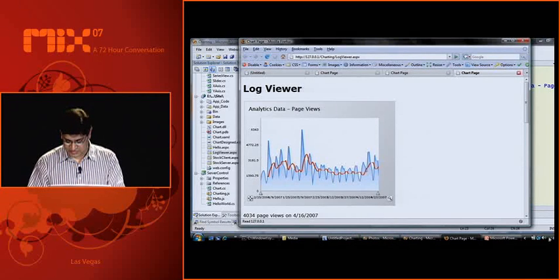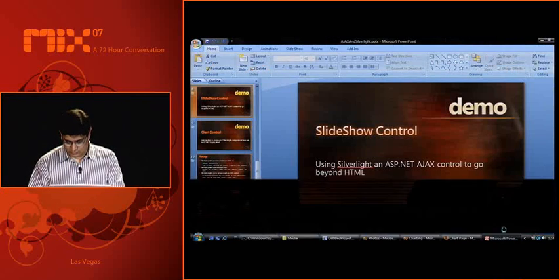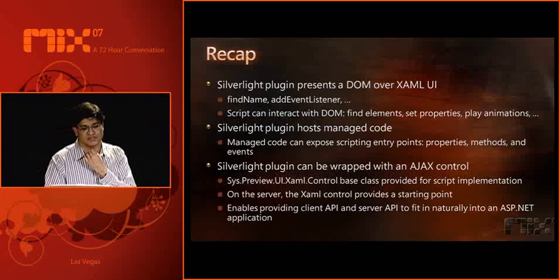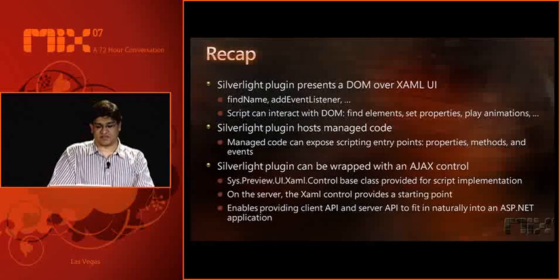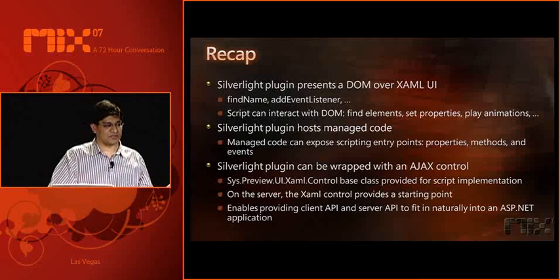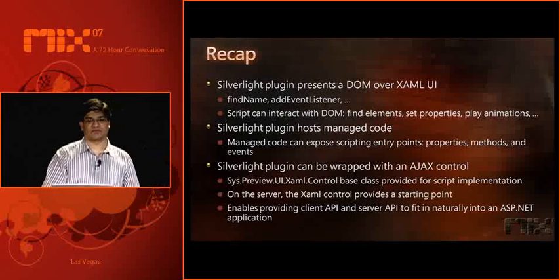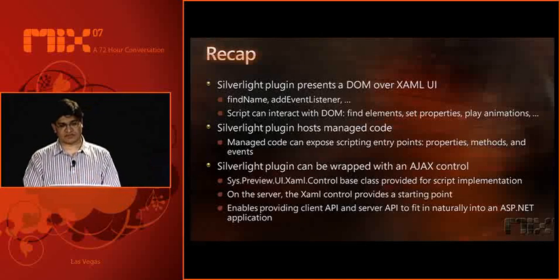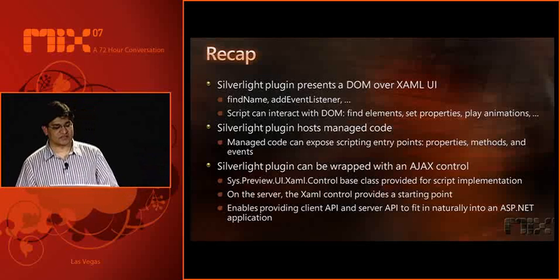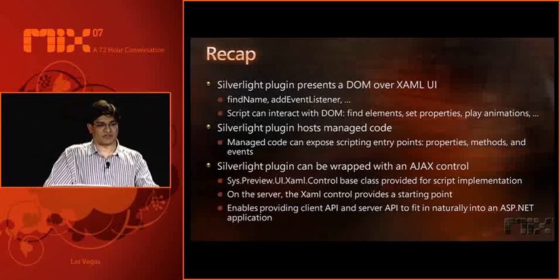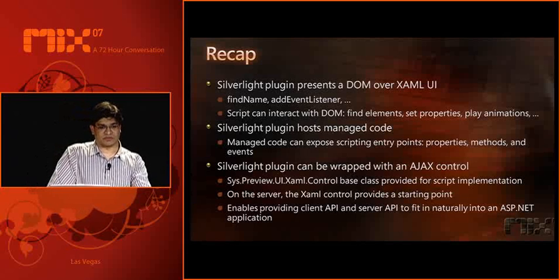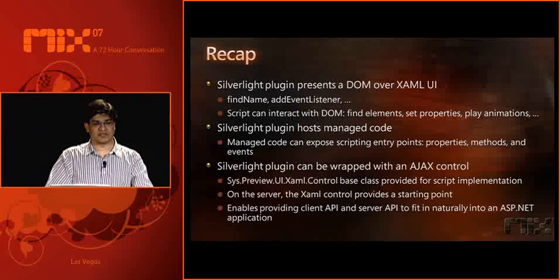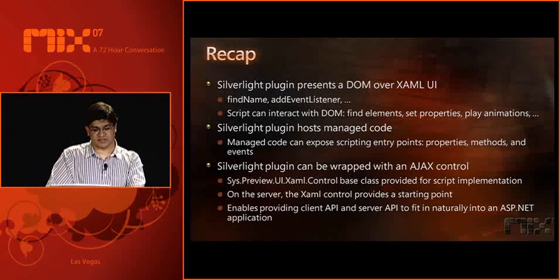So let me see if there's a couple more recap slides here. So yeah, the recap was Silverlight presents a DOM over the XAML UI, just like you have the HTML DOM where you can navigate the DOM, find elements by ID, create new elements, and add them into a tree. You can do the same thing with Silverlight over XAML instead. Things like find name, I use that API to fetch elements. I used add event listener to subscribe to events. And so script can now interact with these DOM elements, whether it's setting properties or calling methods, playing animations, all of those types of things.